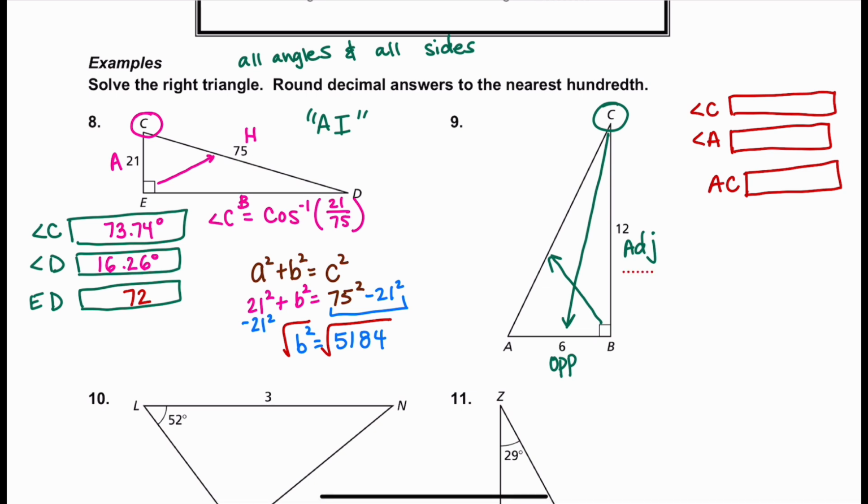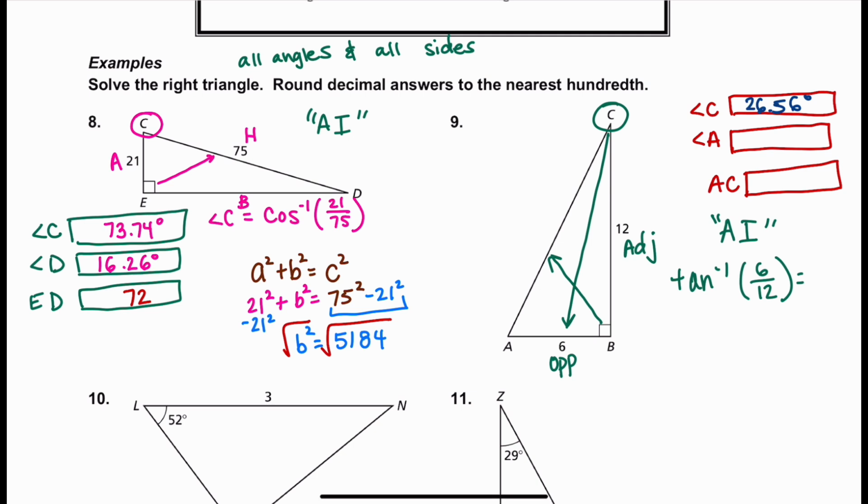I'm trying to find an angle. So I'm going to use my inverse. I have opposite and adjacent. TOA is tangent. Opposite and adjacent go with TOA. So I'm going to use my inverse tangent. That gives me 26.56 degrees.